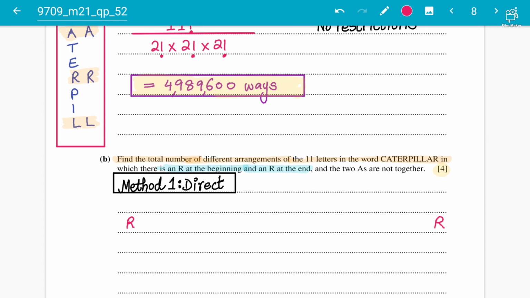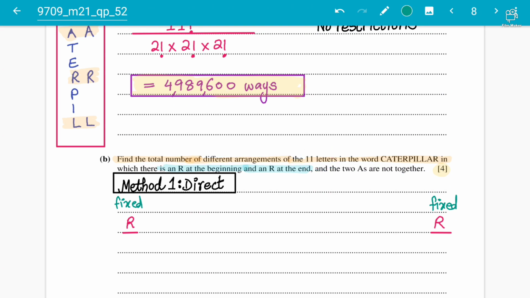So let's place it here so that everyone can understand. R in the beginning and R at the end, which means that there is no repetition problem now, and you have fixed the places. So let's write it down as well. This place is fixed because the word will start with R and the word will also end with R. So these places are fixed. So 2 letters are done. Now we have to deal with the remaining 9 letters, students.